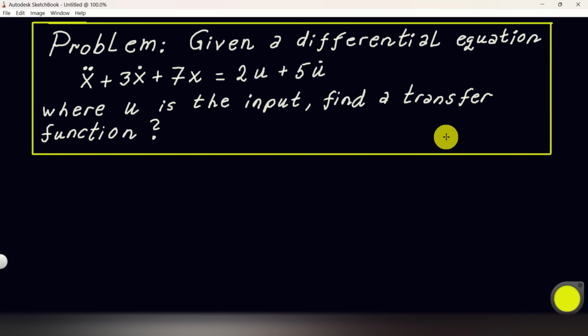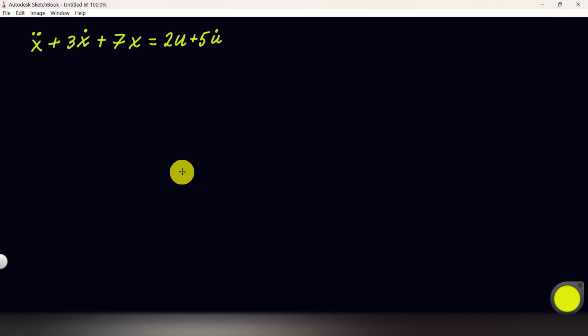In this tutorial, we explain how to derive a transfer function of a dynamical system from its mathematical model expressed as a differential equation. And here is a particular problem. Given a differential equation, given over here, where x is the output and u is the input, find the transfer function. Okay, let's immediately start with the solution.